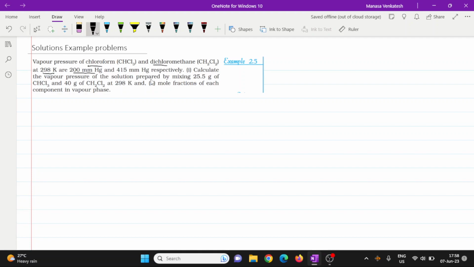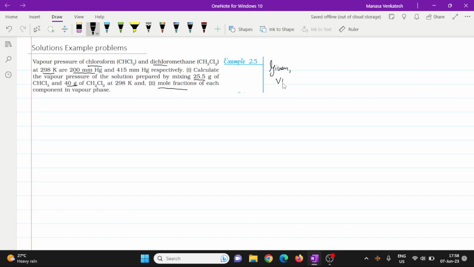Calculate the vapor pressure of the solution prepared by mixing 25.5 grams of chloroform and 40 grams of dichloromethane at 298 Kelvin. And we also need to calculate the mole fractions of each of these components. So we need to find out the vapor pressure of a solution as well as the mole fraction of the components of this particular solution. So first of all, let's write down what's been given to us.